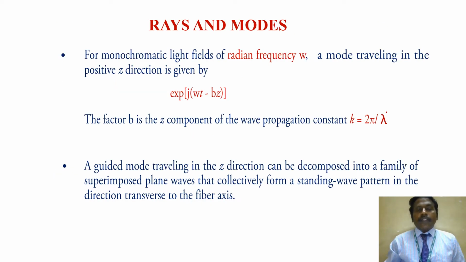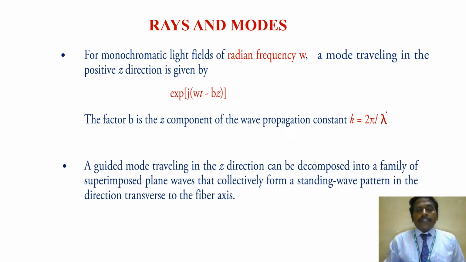Then we are going to define what is a ray and what is a mode. For monochromatic light fields of radian frequency omega, a mode traveling in the positive z direction can be represented by exponential of j(omega t minus beta z). Omega is the angular frequency, t is time variation in a particular direction, beta is the propagation constant, and z is the direction.